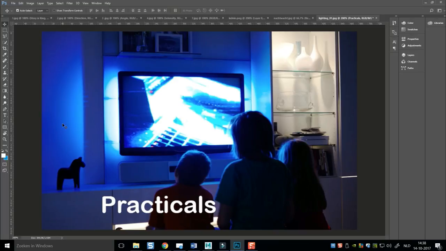So hopefully this information helps you to understand why lighting is so important for a 3D animator, because after all, story is king, and that is what it's all about, okay?